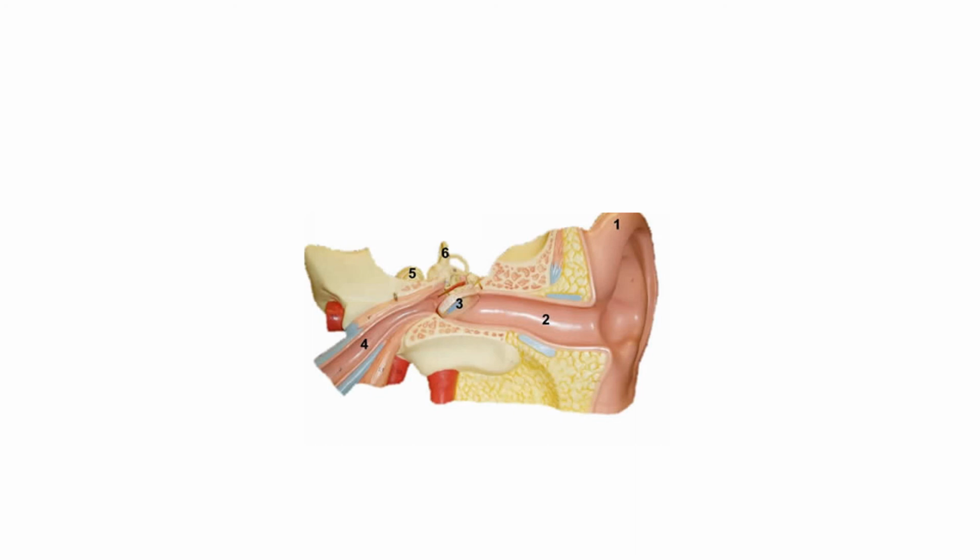Four will be our eustachian tube. Five will be our cochlea. And again, that one is a little tricky, right? This picture, I'm not a big fan of. So five is a little tricky. And then six, that is the semicircular canals.